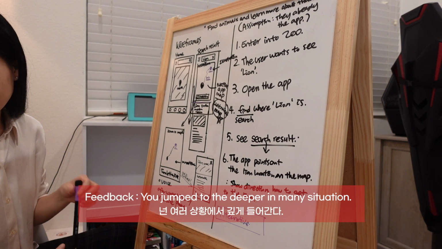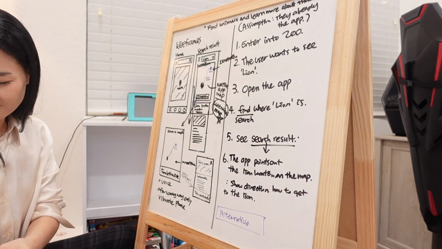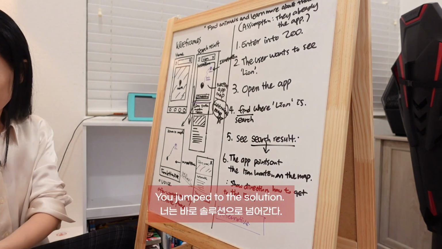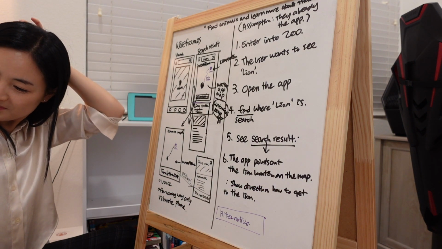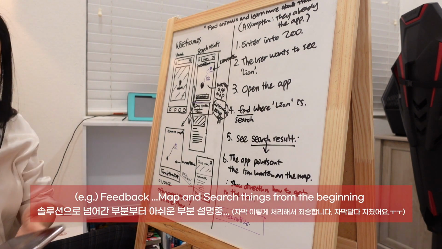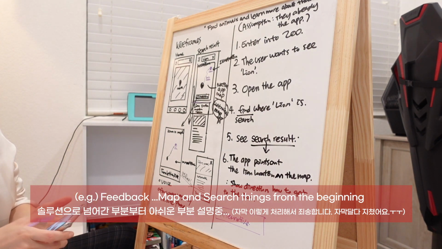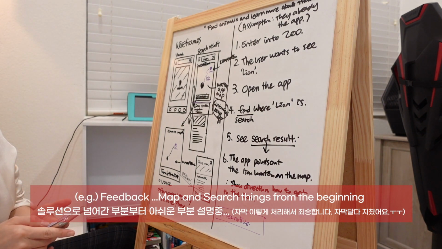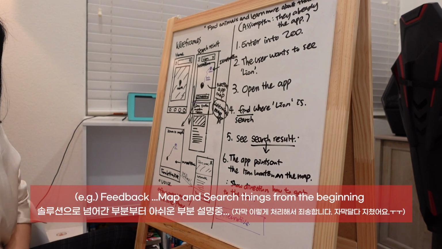Okay. Anything I missed? I think you jump to the deeper level in many situations. You jump to the solution and detail. Even for the first page, the first scroll, you said the user need is a map. No, the user need is not a map. The user need is finding the animals. Map is one solution to that. Yes.